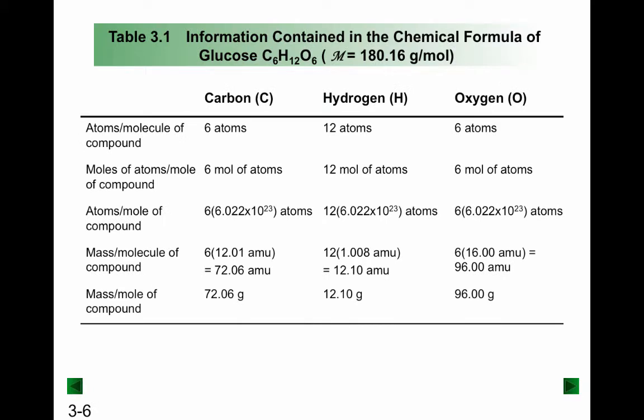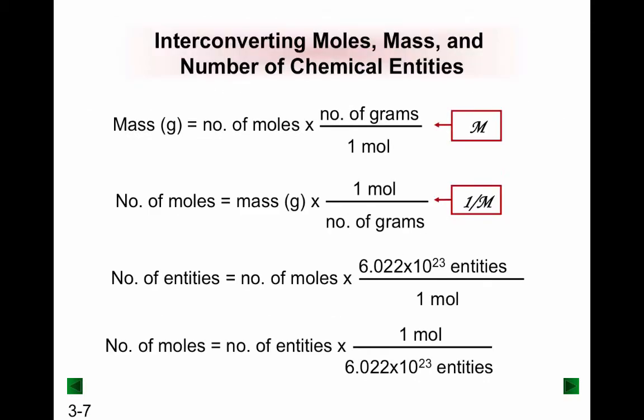This slide illustrates the type of information that can be found in a chemical formula. The compound here is glucose, which is the essential sugar in energy metabolism. Please notice that 1 mole of glucose, which has the chemical formula C6H12O6, contains 6 moles of carbon atoms, 12 moles of hydrogen atoms, and 6 moles of oxygen atoms. This relationship between atoms in a molecular formula and the molecular formula will become very important in later chapters.